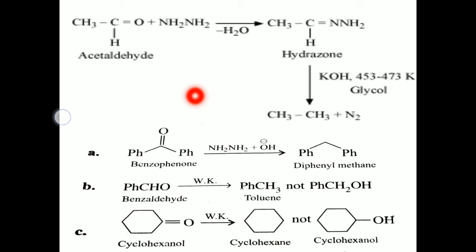Next, cyclohexanone on reduction gives cyclohexane, not cyclohexanol. Cyclohexanol is an alcohol. Here there is no formation of alcohol before the formation of cyclohexane. This is about the Wolff-Kishner reduction.